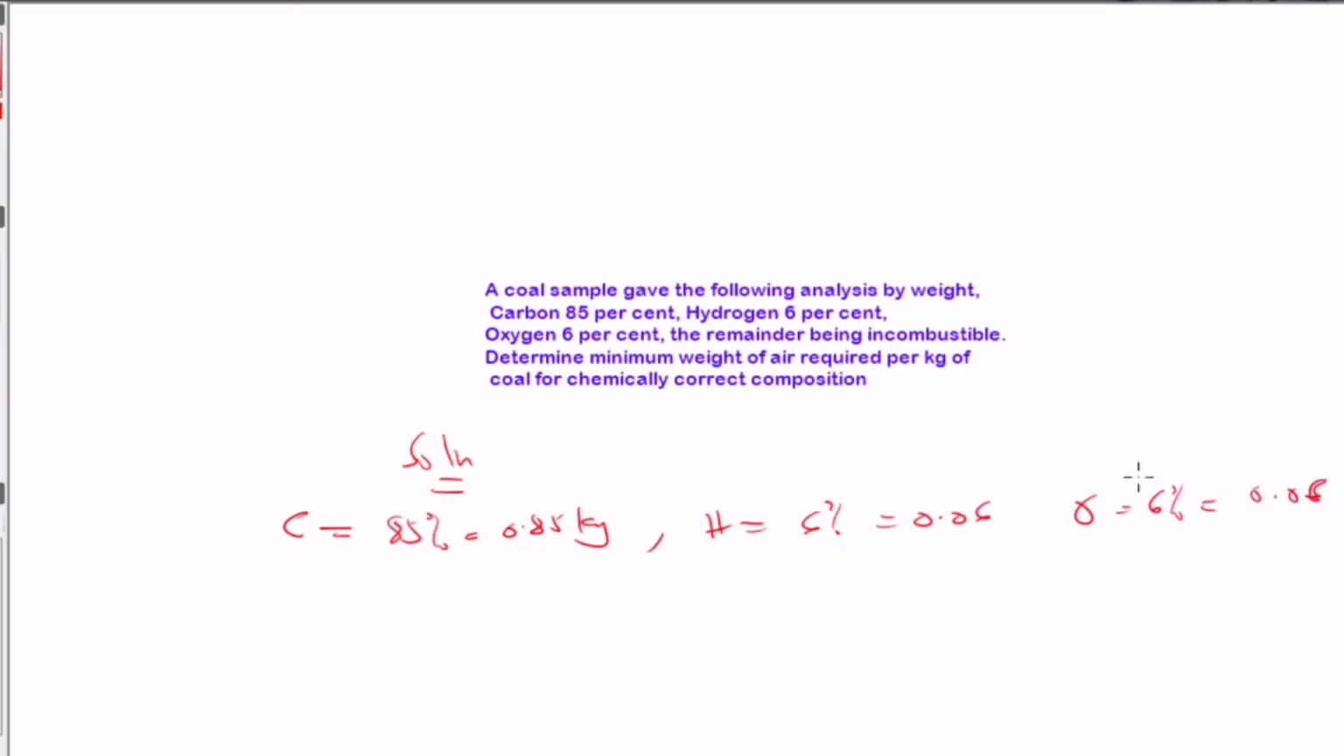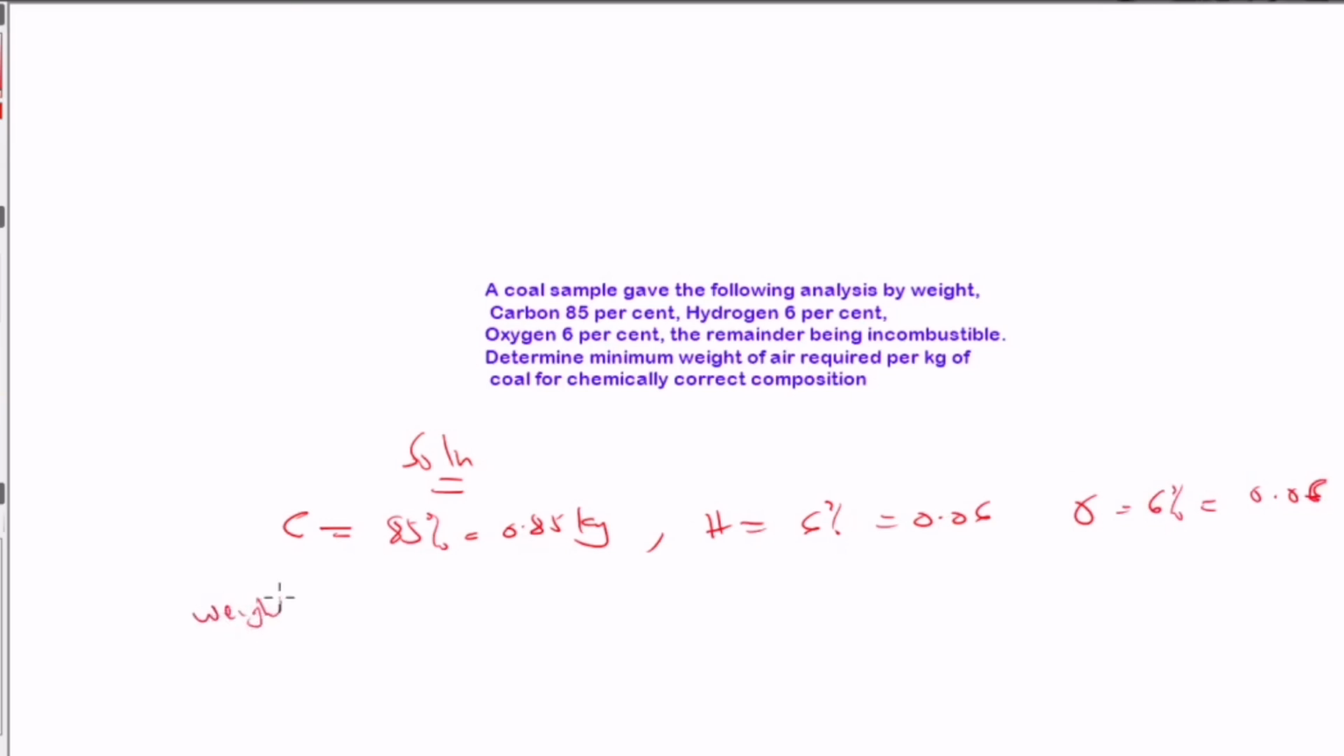So now let's do the data solution. Let's put down the data. Our carbon has 85%, and that will be 0.85 kilogram. Our hydrogen is 6%, which will give you 0.06. Our oxygen is also 6%, which will also be 0.06. So then we do substitution.